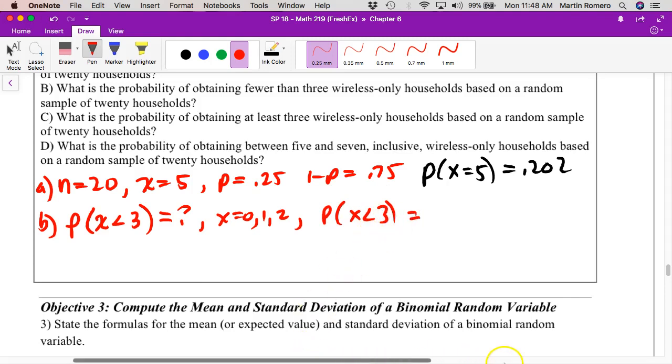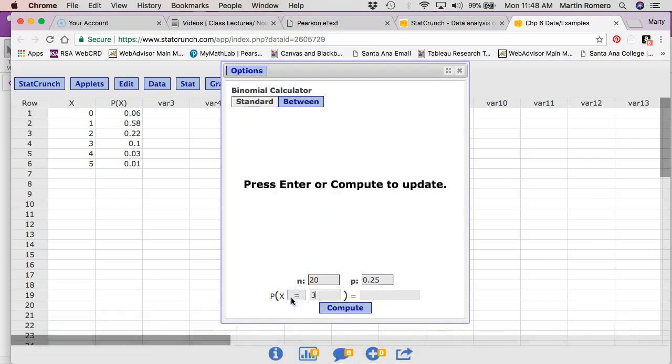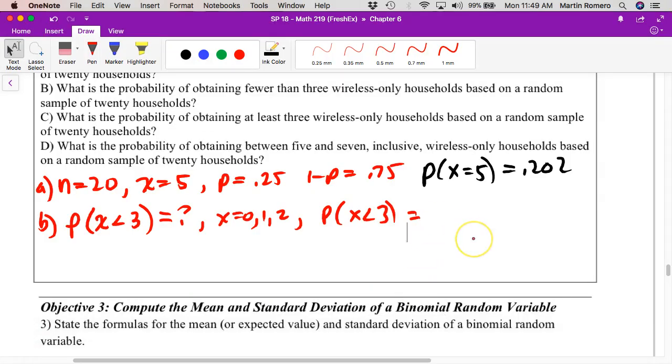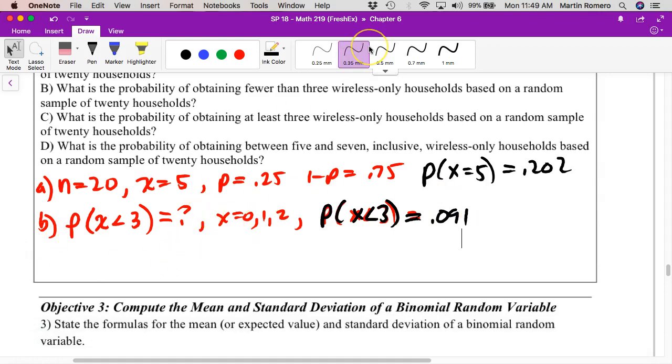We go back to StatCrunch. In this case, I'm going to put a 3 in here and change this symbol to less than 3. Compute, and we get 0.091. That's the answer right there, 0.091, and that's what would be put right here. The probability of having fewer than 3 families is 0.091. Double check. 0.091. You got it. Okay, let's go on to C.